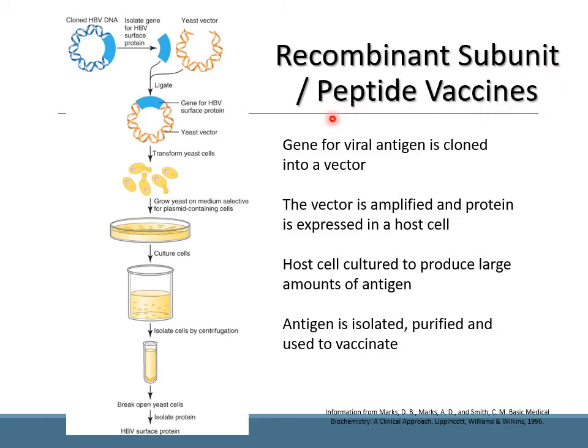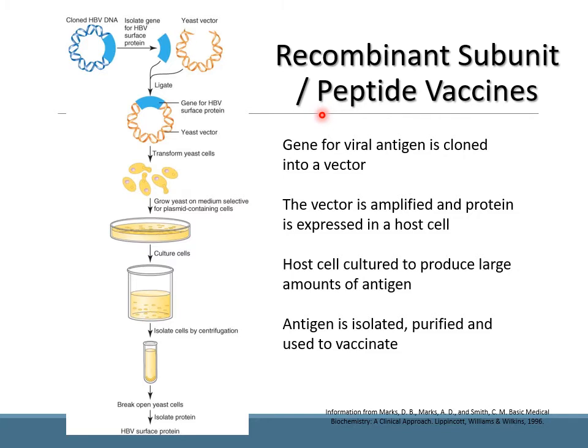I think that this term is more widely used now. Recombinant subunit may be outdated. The book uses that term, but I'm not 100% sure. But I think peptide vaccines is a more widely used term for these types of vaccines.